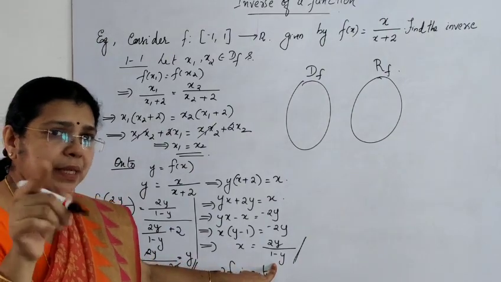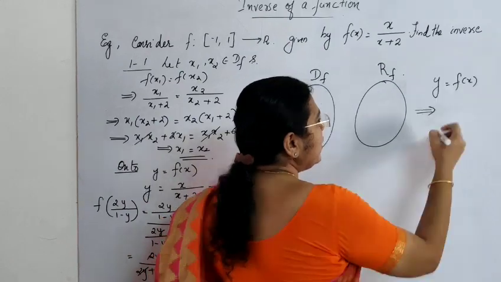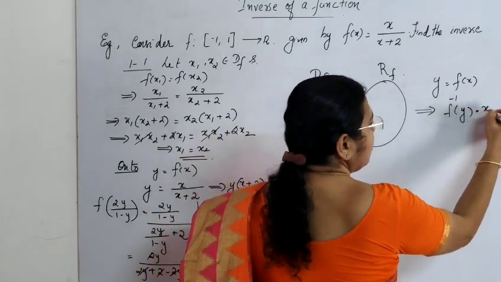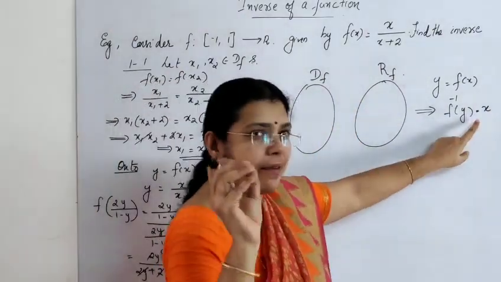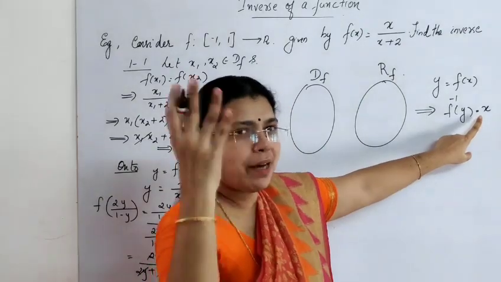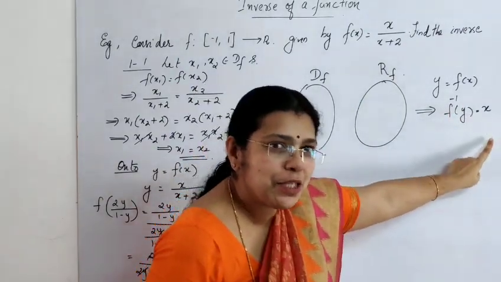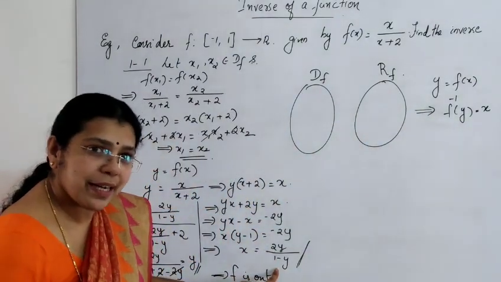Do you remember me telling you y is equal to f of x implies f inverse of y is equal to x? You remember this? f inverse of y is equal to x. Now see, just have a look. I'll give you a big eye opener here. Here f inverse of y is equal to x you get. Here you get x is equal to this, right?